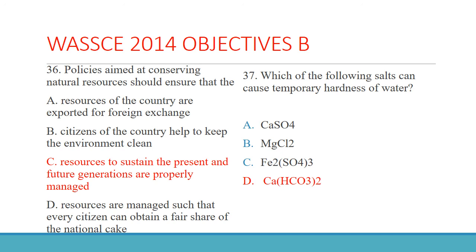Hardness of water is a type of water which does not lather easily with soap. Why? Because of the presence of certain ions, such as hydrogen carbonate, sulfate, and the rest. They make the water not to lather easily with soap. And so when you are using hard water, you tend to waste a lot of water.